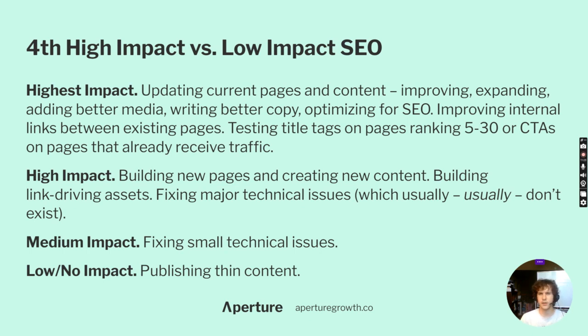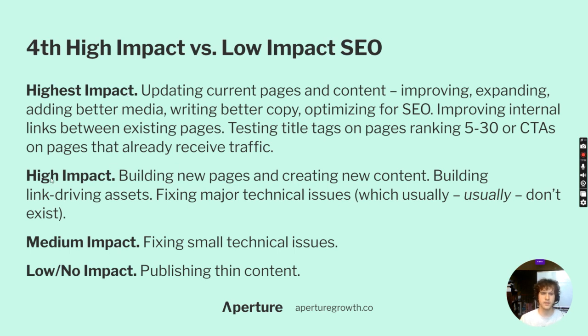Another high impact SEO tactic is to improve the internal linking between pages that you already have on your website. That helps to pass the authority to specific pages. Testing your title tags. So if you have a page that's ranking number 10, test out a new title tag on it and see if that new title is better aligned with search intent and therefore drives more clicks. Basically, highest impact means the most return for the least work.